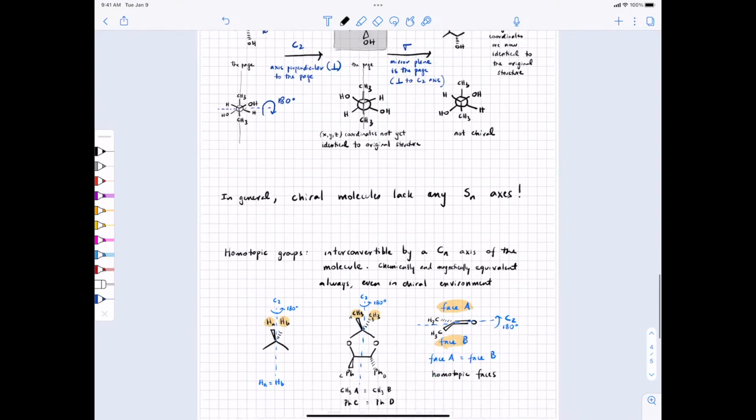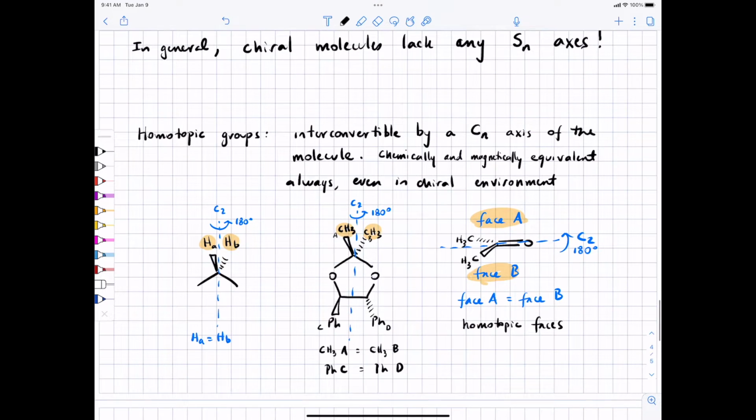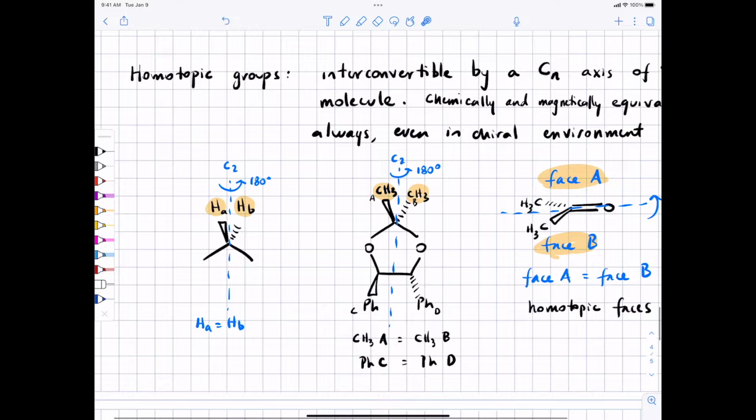Okay, so we're using these symmetry elements now to identify homotopic versus enantiotopic groups. And we said last time, and this is probably the easiest to see, that groups that are interconvertible by a CN axis are homotopic, which means they're chemically and magnetically equivalent always, even in a chiral environment. And so we went through how through an axis of rotation that's in the plane of the page and goes through this carbon, we can spin this molecule around and HA and HB interchange places.